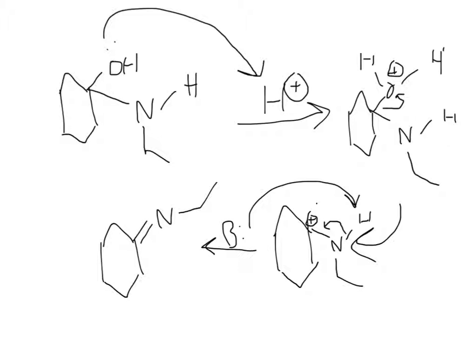And what happens again is you have a second base that pulls off a hydrogen from your amine, and that bond between the nitrogen and hydrogen breaks, and the bond between those originally goes to form a double bond with the nitrogen and the original carbon.